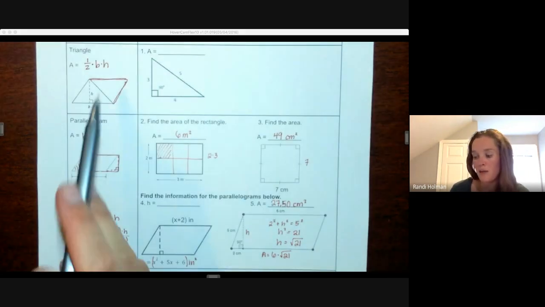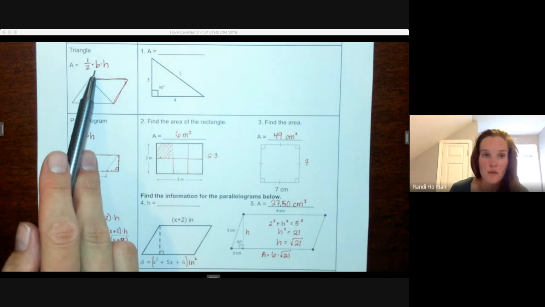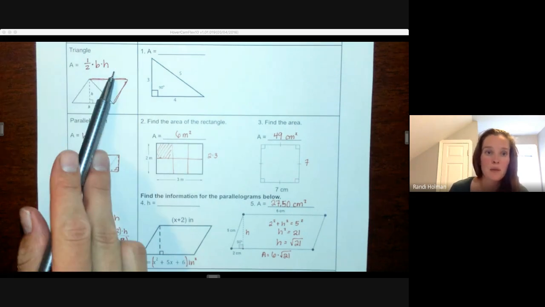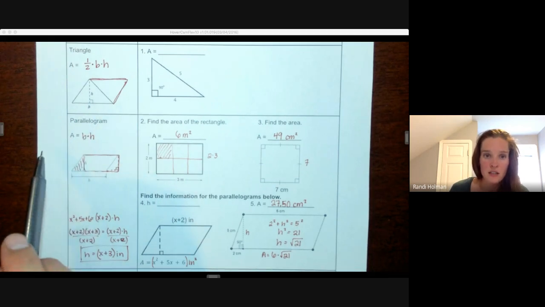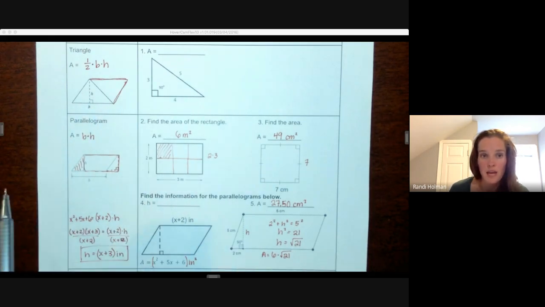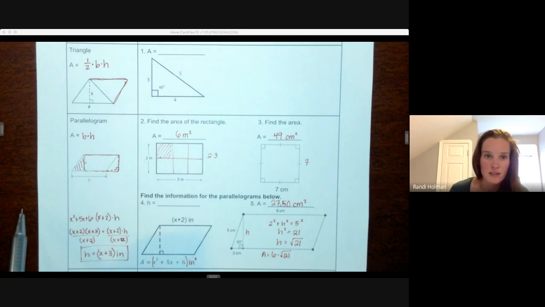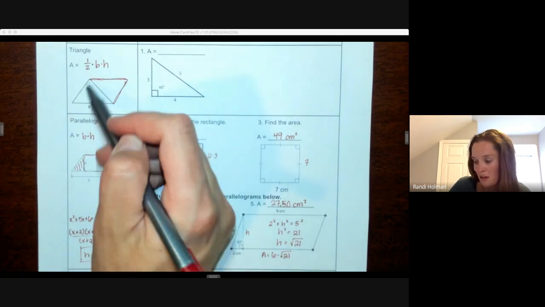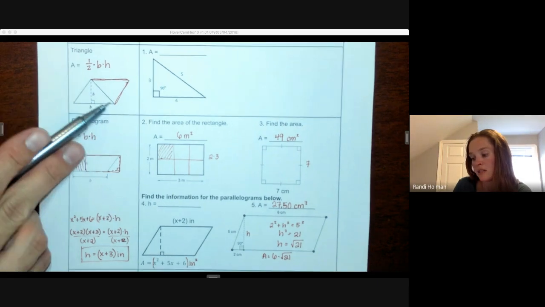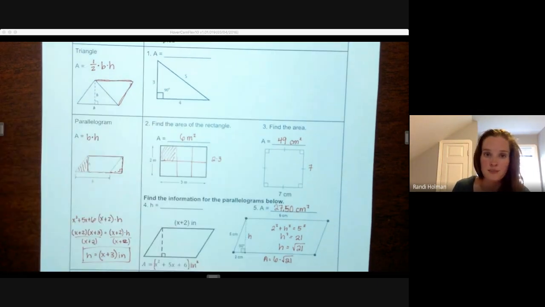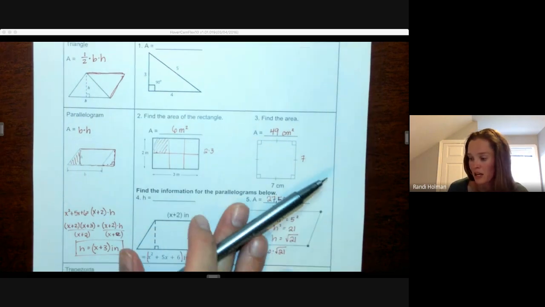Okay, keeping in mind that base is any side of your triangle. The height is the perpendicular distance from that side to the opposite vertex. So that can be any way you have your triangle oriented. It doesn't have to be the bottom. This could be the base of your triangle, but then your height would be this perpendicular distance to the opposite vertex.